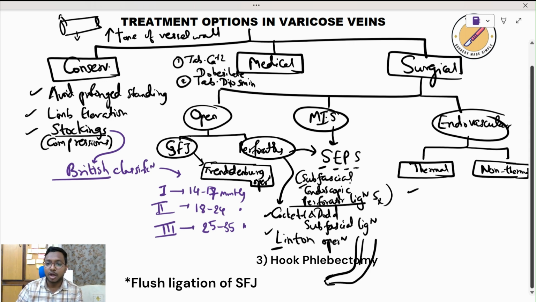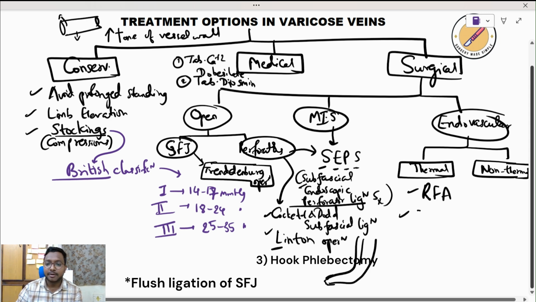The options in thermal are, one is radiofrequency ablation, second one is endovenous laser ablation. Here we are using laser, and here we are using radiofrequency as the energy source. Then there is something called steam. Most commonly done is EVLA.